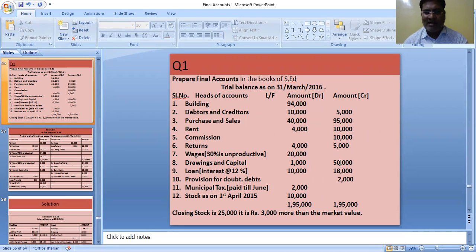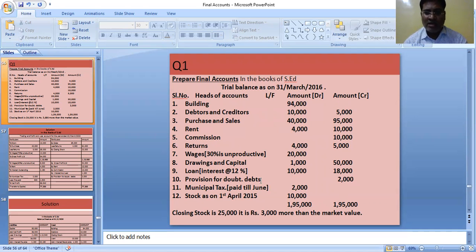Drawing and capital are given. Loan along with interest. Now loan debit balance is 10,000, credit balance is 18,000. Credit balance indicates loan taken, it's a liability. So on this, 12% on 18,000, you have to pay the interest. You are liable to pay it. You will be paying. It's an interest outstanding. Whereas this 10,000 is an investment. You will be receiving this interest. This is an asset.